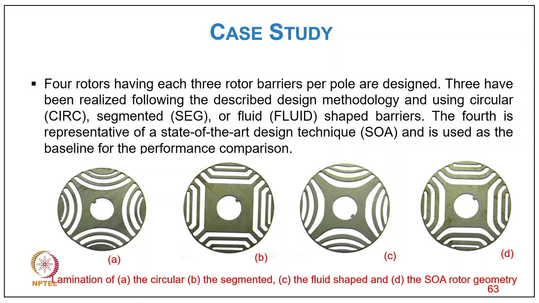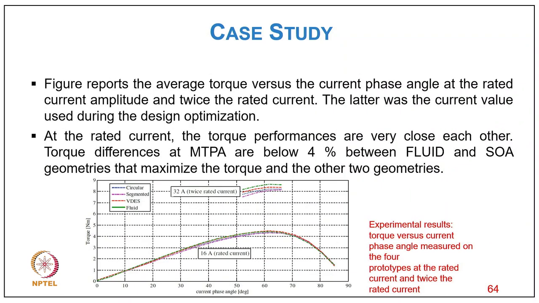As a case study, four rotors, each having 3 rotor barriers per pole, are designed. Three have been realized following the described methodology, using circular (CIRC), segmental (SEG) and fluid shape barriers, and the fourth is representative of a state-of-the-art design, SOA, used as the baseline for the performance comparison. So you can see the four geometries of circular, segmented, fluid shape and SOA rotors of the synchronous reluctance motor.